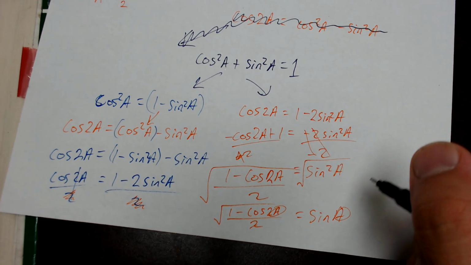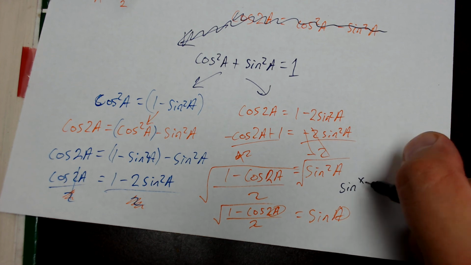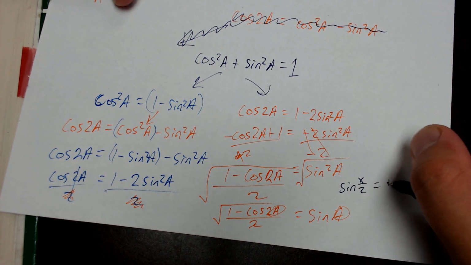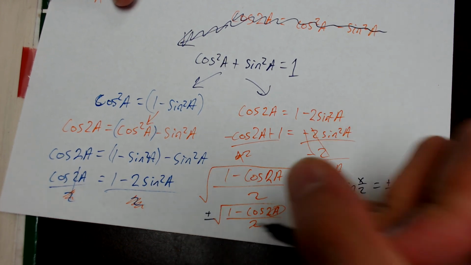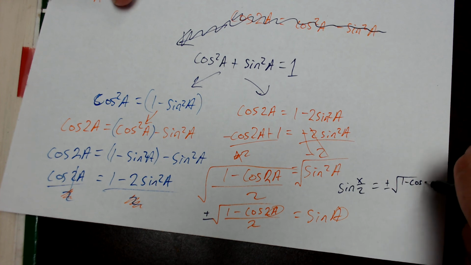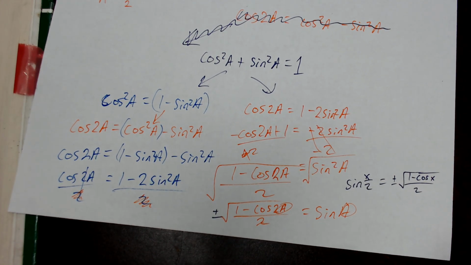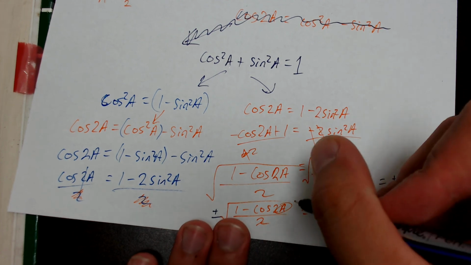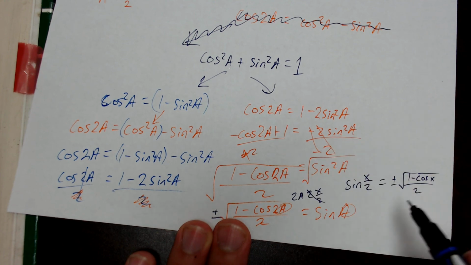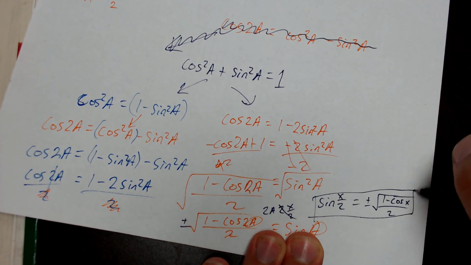If I substitute x over 2 for a, this now becomes sine of x divided by 2 is now going to equal plus or minus, oh, I forgot to put plus or minus outside the square root, plus or minus the square root of 1 minus the cosine of x over 2. So it changes the whole thing because if 2a gets replaced with 2 times x over 2, the 2's cancel, so it's 1 minus cosine of x over 2. So this right here is the half angle identity.